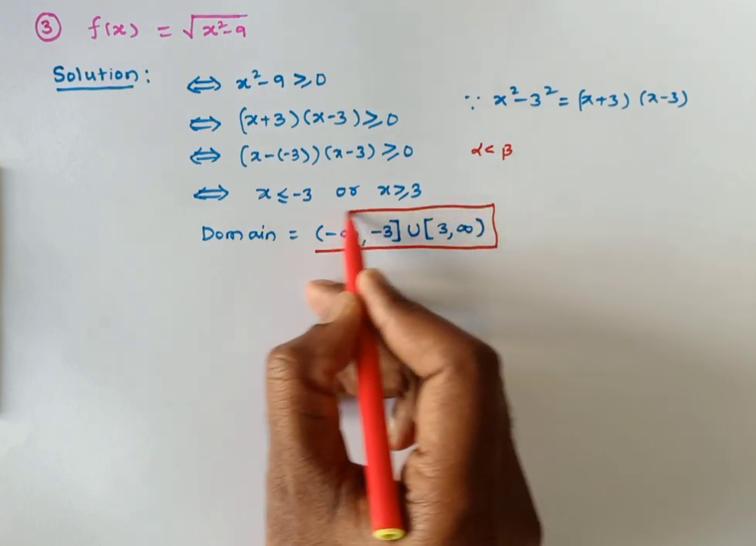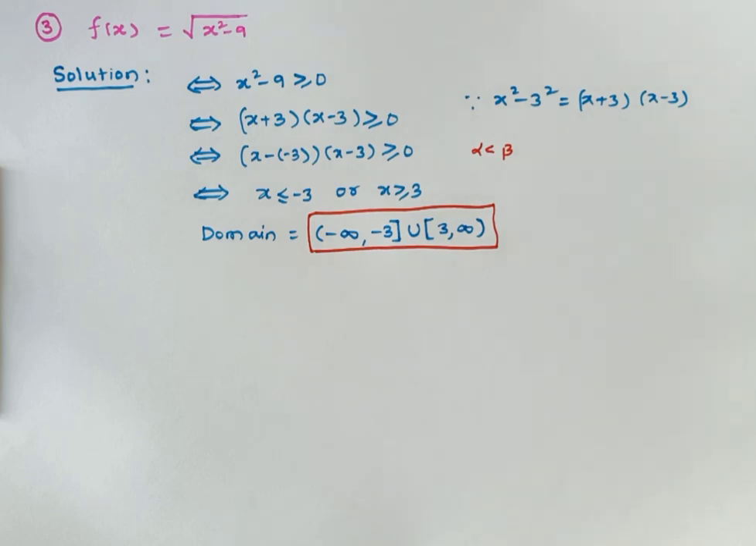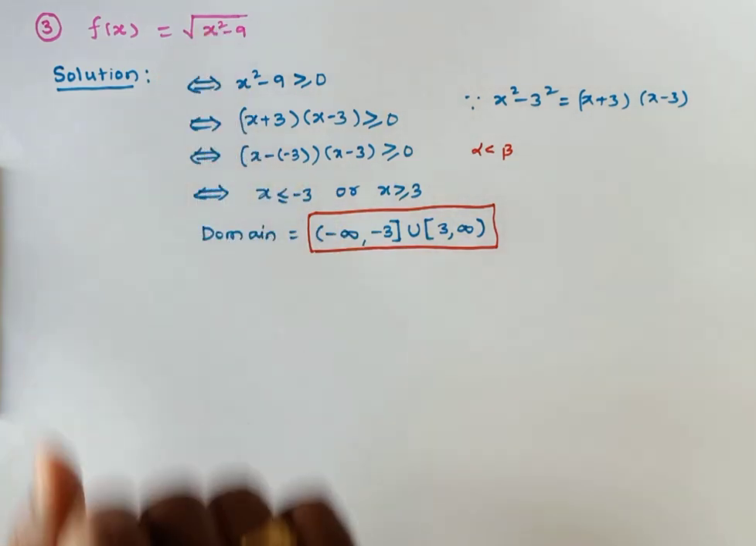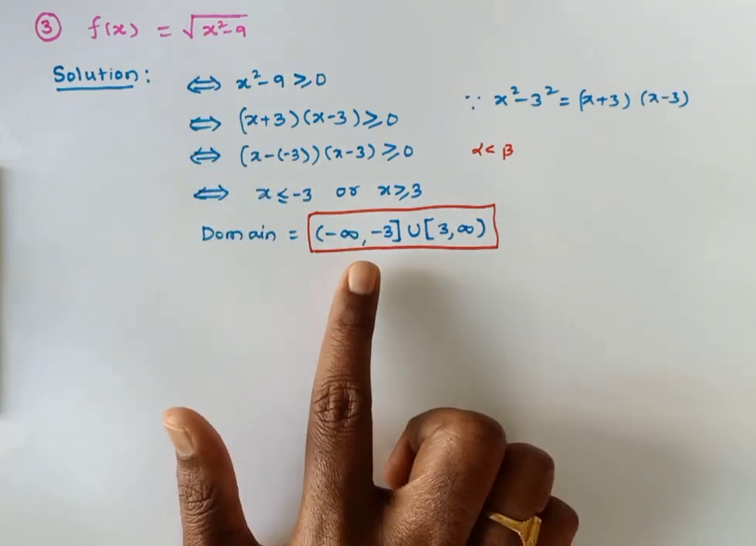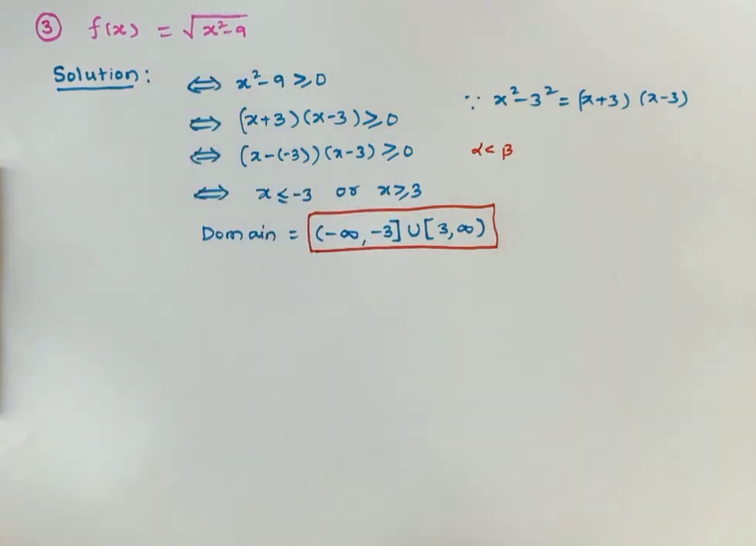Minus infinity to minus 3 union 3 to infinity. If we have a doubt, what should we do? Check any one number from this interval. Let us choose any number from this interval and substitute here to see whether it is defined or not. The root of something should always be a positive quantity. So just apply those things now.